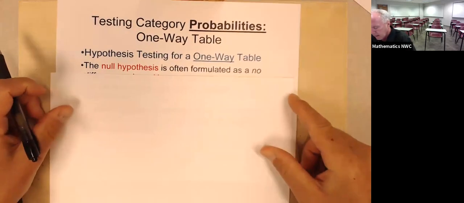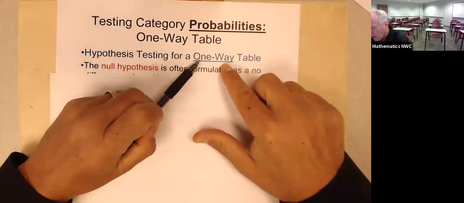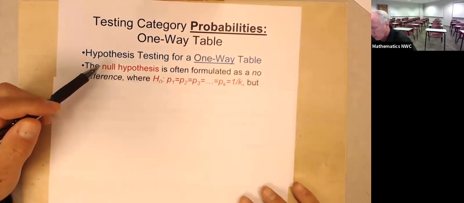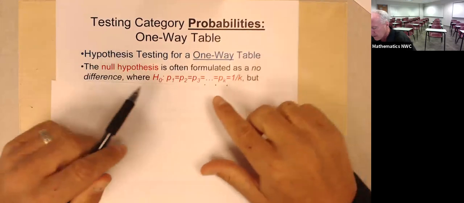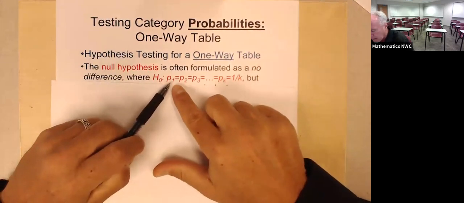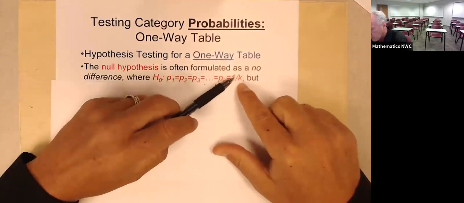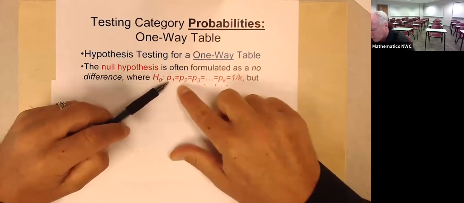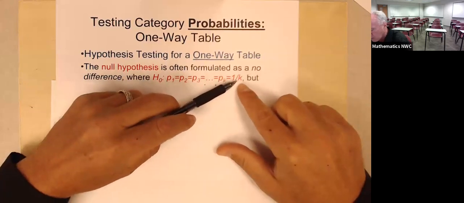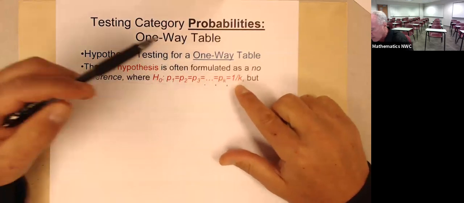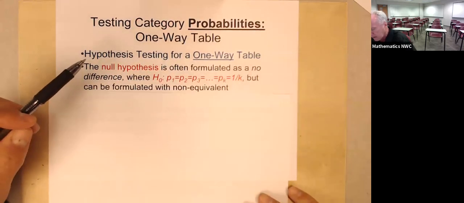This is now kind of a repeat. Hypothesis test for a one-way, that's one horizontal table. The null is often formulated as no preference. That would be if I'm not comparing it to something historical or Cleveland. I set them all equal. If there's 5 of them, it's 1 over 5 or 20%. If there's 4 of them, it's 1 over 4, 25%. If there's only 3 of them, it would be 1 over 3 or 33%, etc.